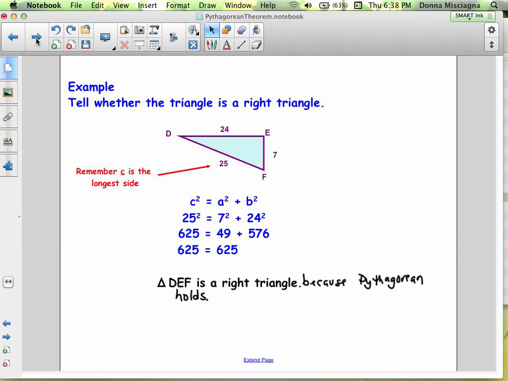All right, 25 squared is 625. 7 squared is 49. 24 squared is 576. 49 plus 576 is equal to 625, and we see that c squared does indeed equal a squared plus b squared. So therefore, triangle DEF is a right triangle because the Pythagorean theorem holds. So if we set it up with the longest side squared equaling the sum of the other two sides squared, and we get a true statement, then the triangle must be a right triangle.